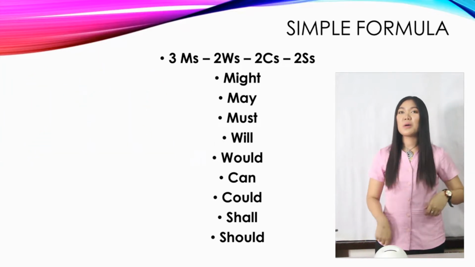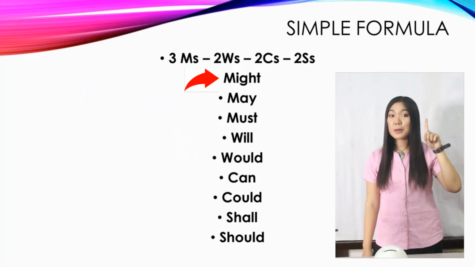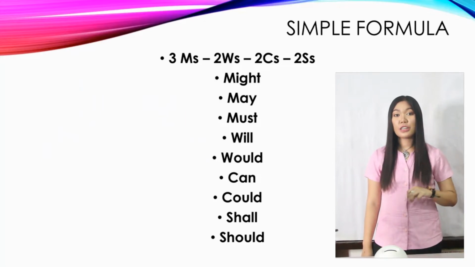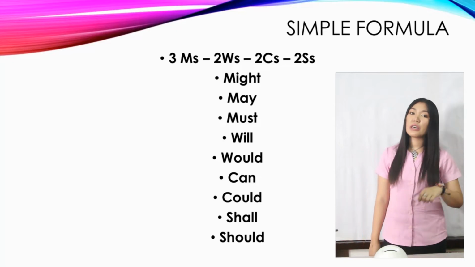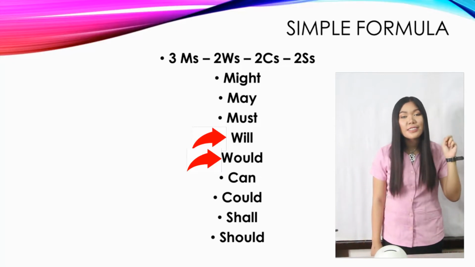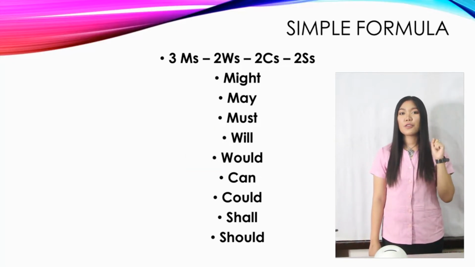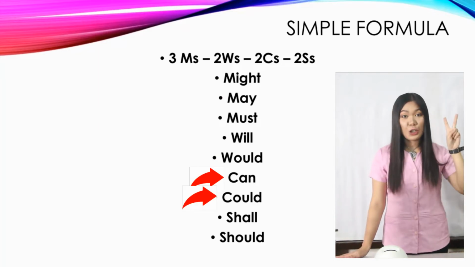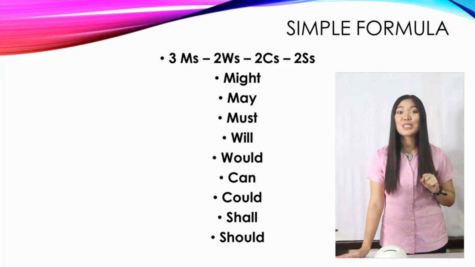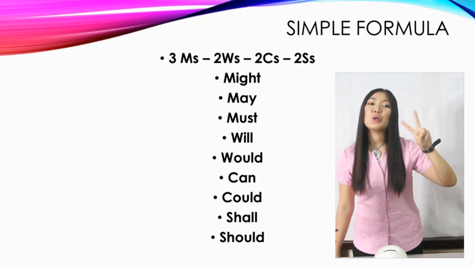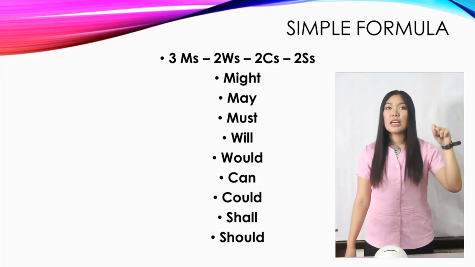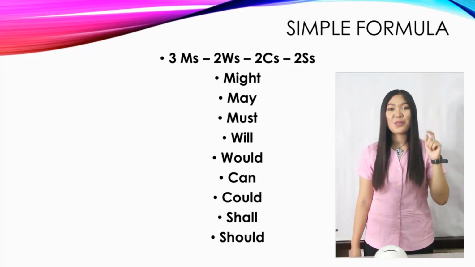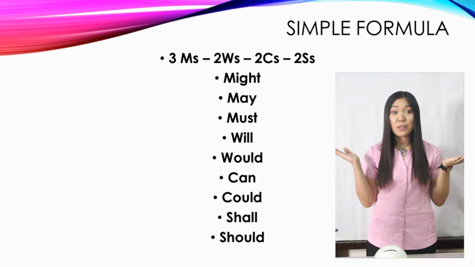What are those? Okay, it's might, may, and must. Now for the 2 W's, we have will and would. And for the 2 C's, we have can and could. For the last one, we have the 2 S's. And what are those? These are shall and should. Okay, wow. You were able to get the formula?